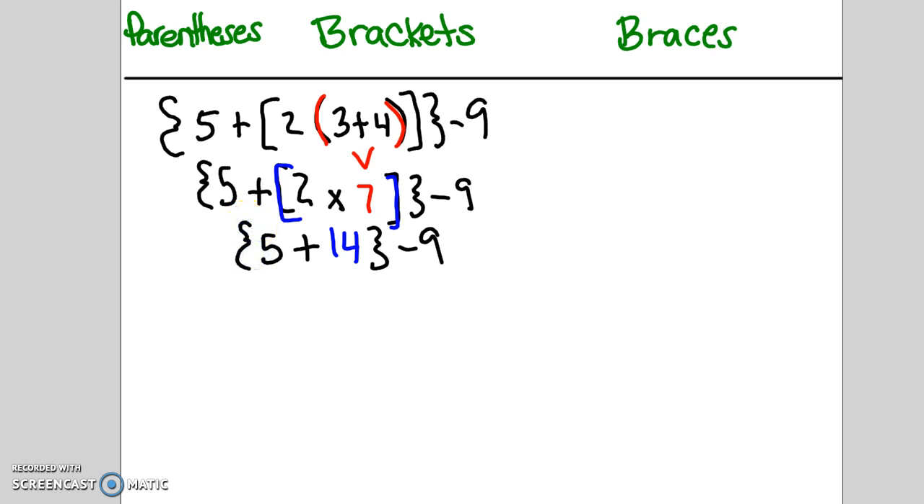All right, last bit here. Inside the braces is 5 plus 14. That gives us a 19. I'm going to color code those guys.